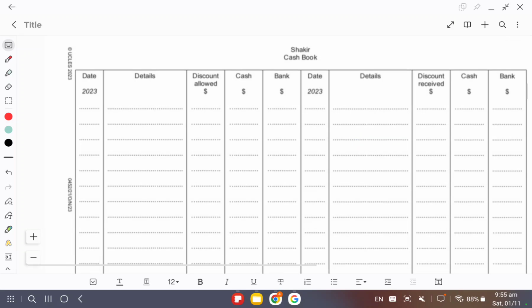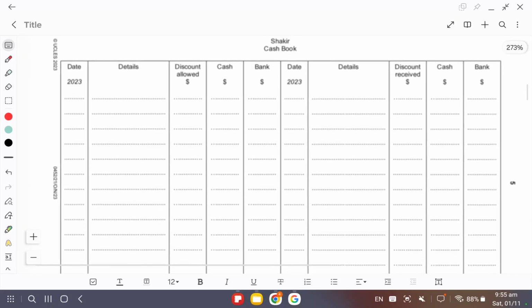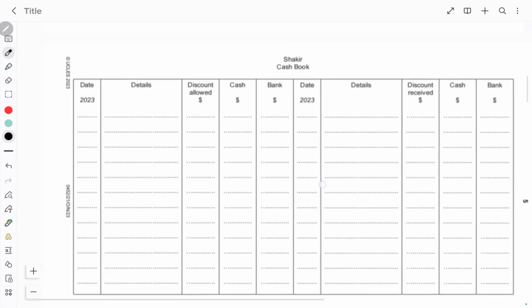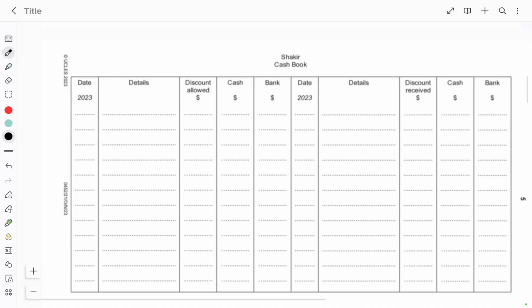So here this is the three column cash book. In this three column cash book we know that both cash as well as bank transactions will be recorded here, right? If our transaction is not related to cash and bank, we will not record it here. Okay, that is the three column cash book. And discount allowed will be on the debit side, discount received will be on the credit side also, right?